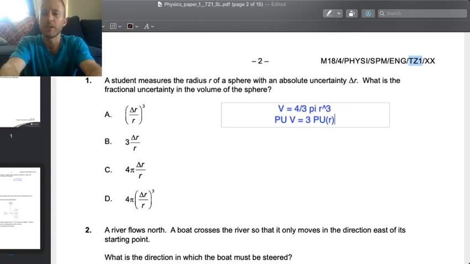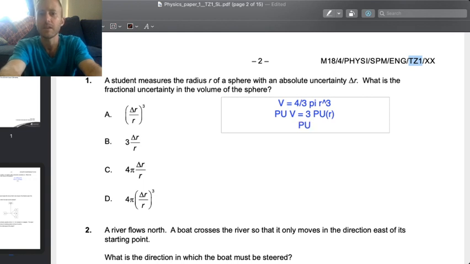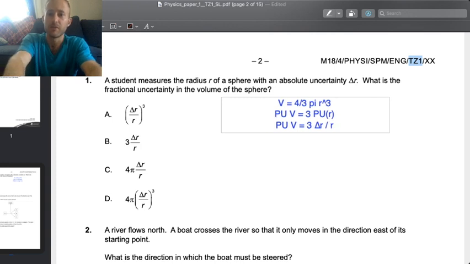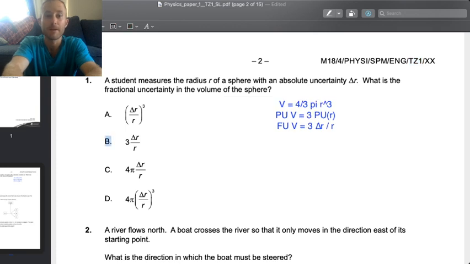The percent uncertainty in R is going to be delta R over R times 100%. Okay? So what does it mean by the fractional uncertainty? That just means you don't multiply by 100%. So the fractional uncertainty in volume is 3 delta R over R, which is option B. Okay?